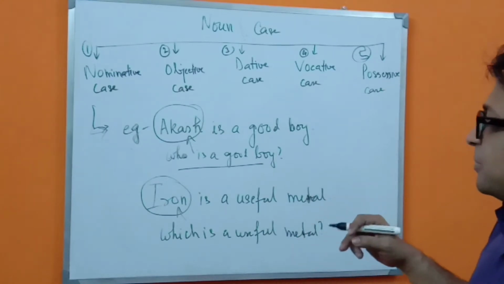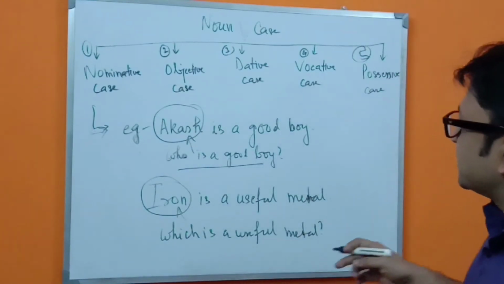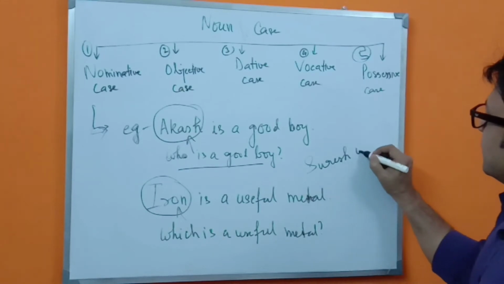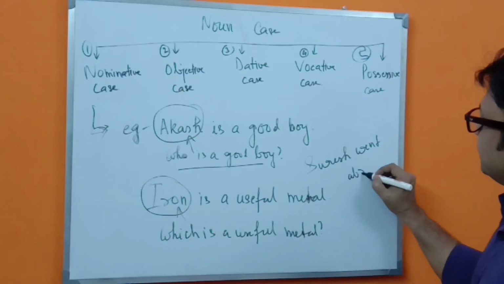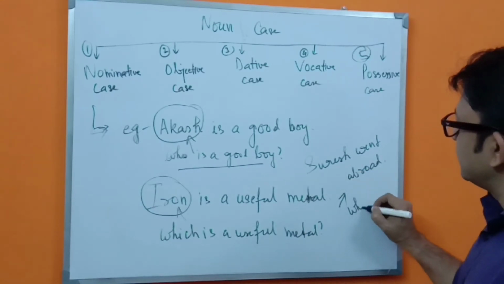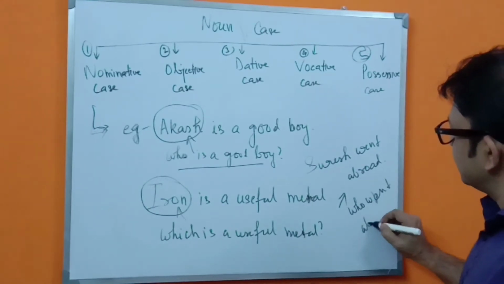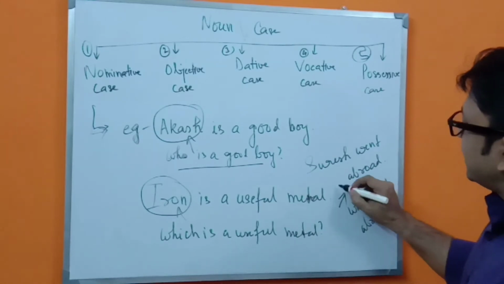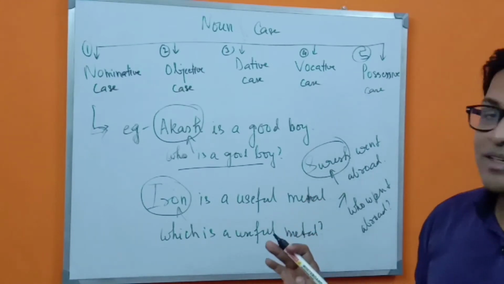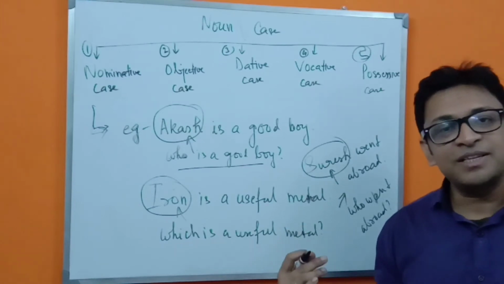So these are the examples. If I can give you one more example, like Suresh went abroad. If you question this sentence, who went abroad, you are getting the answer Suresh. So Suresh is our nominative case. So these are the examples of nominative case. So go through these examples carefully and you will understand what it is.